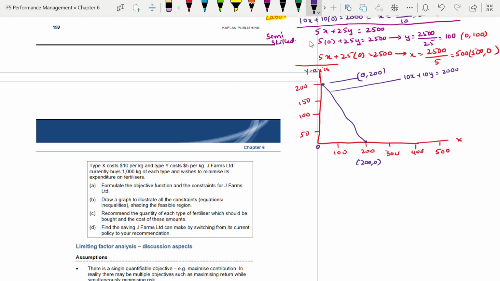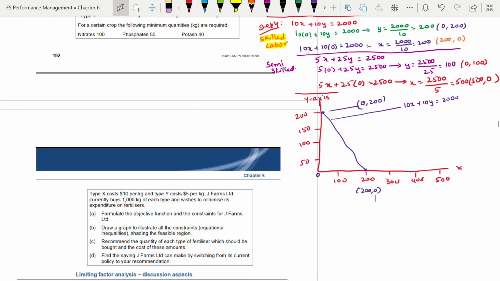Now what we have to do? We have to do the next one. 0 and 100. Okay, 0 and 100. 100 is here. 0 is x, and y is how much? 100. Put one dot here.